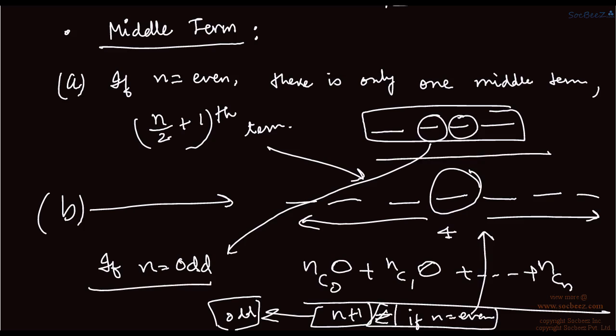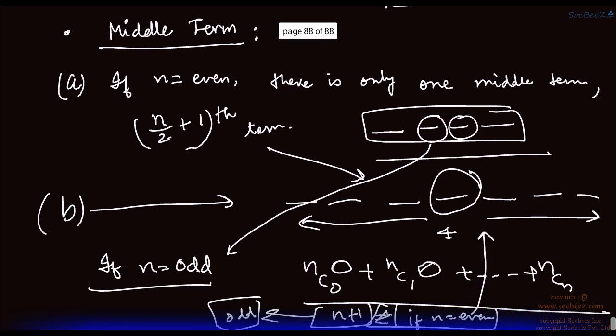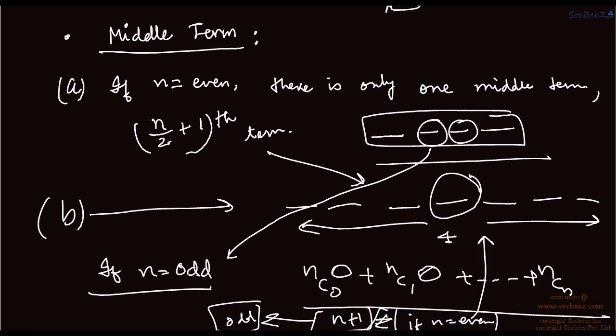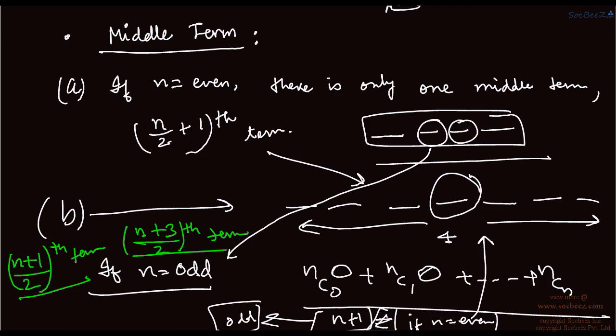So if n is odd, then you will have two terms. One of them is, let me write it with green pen, the (n plus 1)/2th term, and the other one will be the (n plus 3)/2th term. Okay, these two will be the middle terms. If n is even, then you will have the (n/2 plus 1)th term. If n is odd, then you will have these two terms as the middle terms.